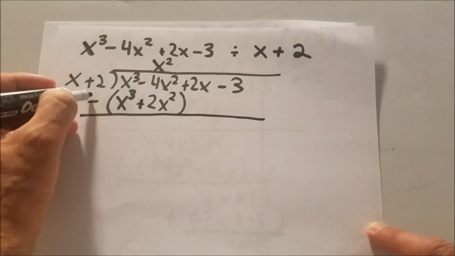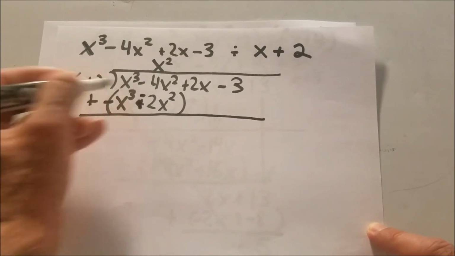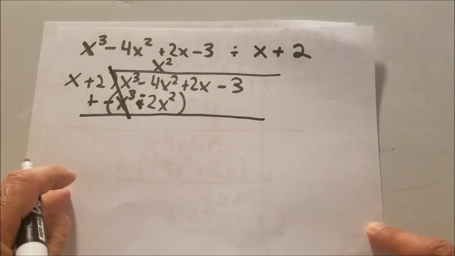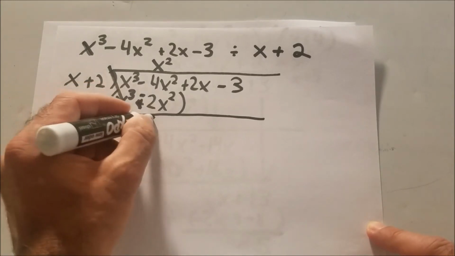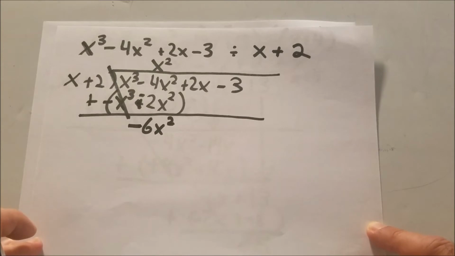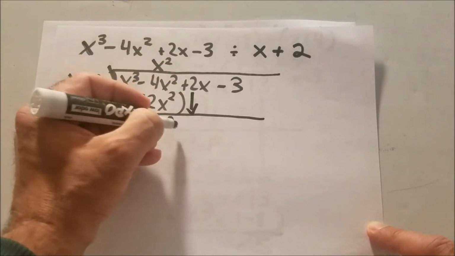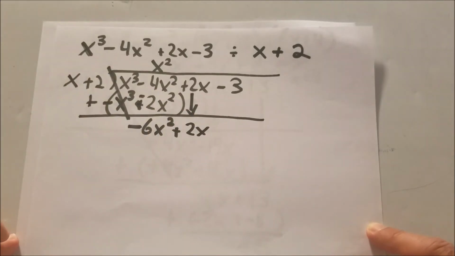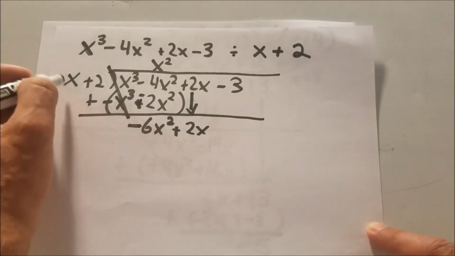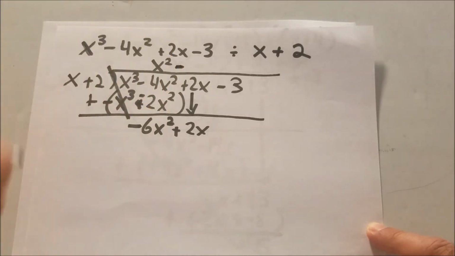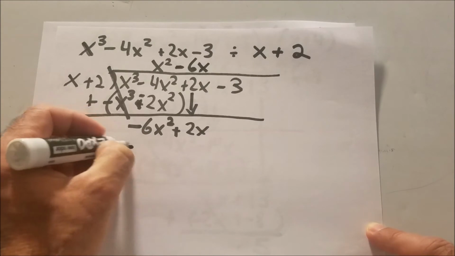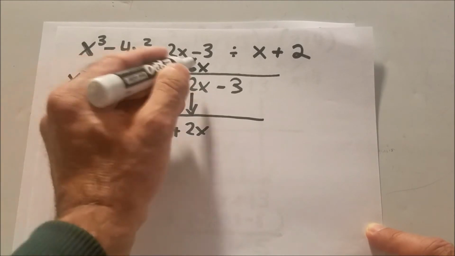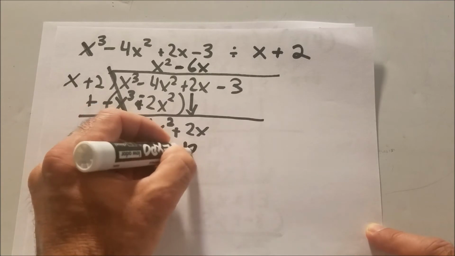And remember, we turn it into addition and change all the signs, right? So this will cancel out. So now we have a 4x squared, and we have a minus 2x squared, so this will be negative 6x squared. Remember your rules with negatives. And then we bring down the next term, plus 2x. So what's the next step? Well, right now we need to get negative 6x squared, but we have an x. So we need a negative what? Negative 6x, right? Because negative 6x times x is negative 6x squared, and negative 6x times 2 is negative 12x.